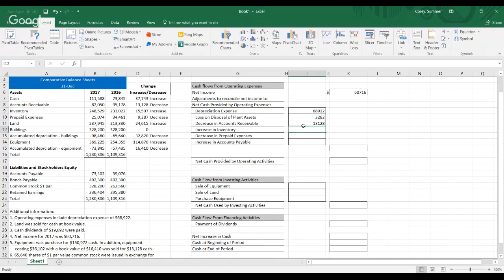And then we have an increase in inventory, and this is going to be a negative 15,507. In the book, it says that the change in the inventory account reflects the difference between the amount of inventory purchased and the amount sold. So this means that the cost of merchandise purchased exceeded the cost of goods sold, in this case by 15,507. So we deduct that amount from our net income.